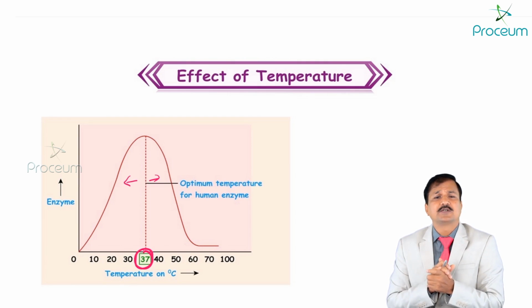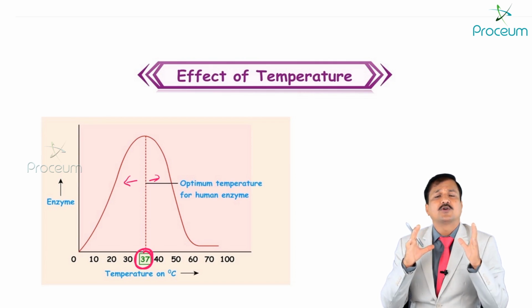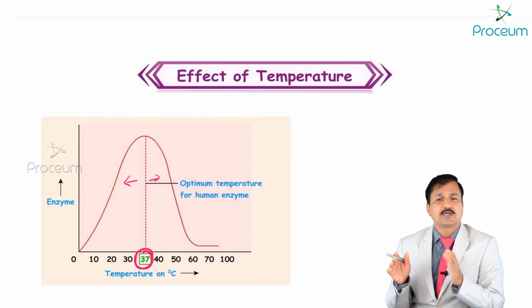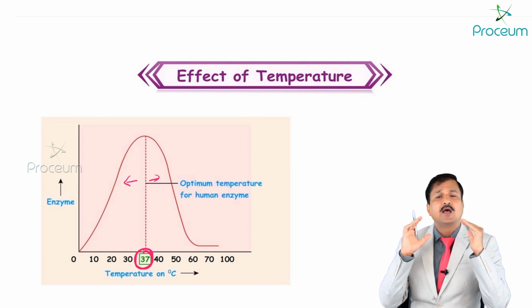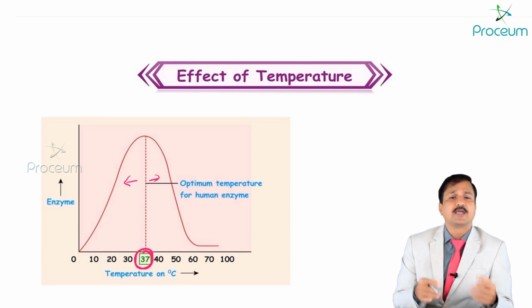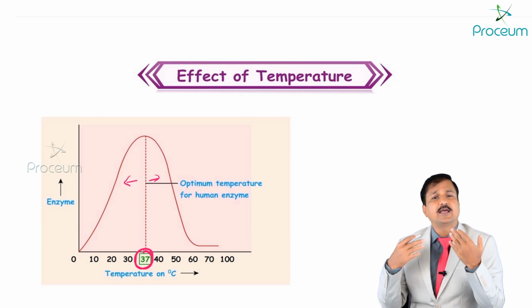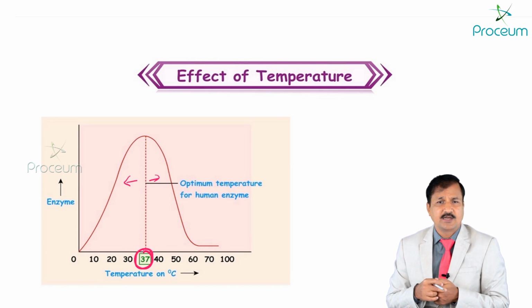So the optimum temperature for human enzymes is 37 degrees centigrade, and we are going to maintain that. Because we are isothermic animals, isothermic means we maintain a constant body temperature, and that's how we have been designed. The 37 degrees centigrade is maintained by our metabolic reactions and, most importantly, the electron transport chain that is running in our body.